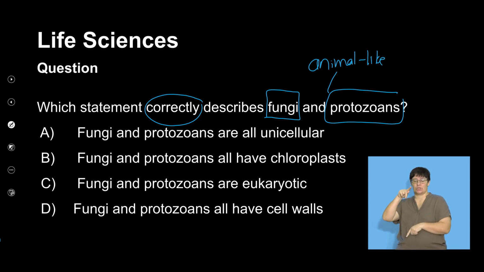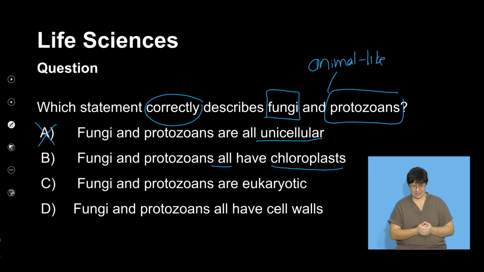Now let's have a look at all of our options. Option A, fungi and protozoans are all unicellular. Now that is incorrect. Protozoans, yes, are, but fungi, not all of them. So that statement is incorrect. Statement B, fungi and protozoans all have chloroplasts. Neither fungi nor protozoans, guys, have chloroplasts.